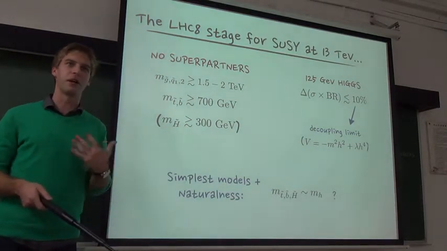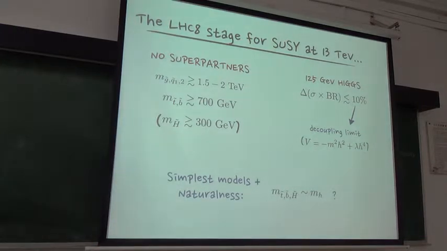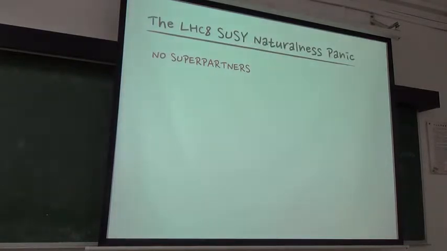So they should have been around a couple hundred GeV, and then you would have seen these particles produced at the LHC. So this led to a little bit of a naturalness panic from the LHC results. Okay, and this has been a good thing in the modeling community. So this has led to a lot of interesting work in the past few years to try and understand what this might mean for supersymmetric models.